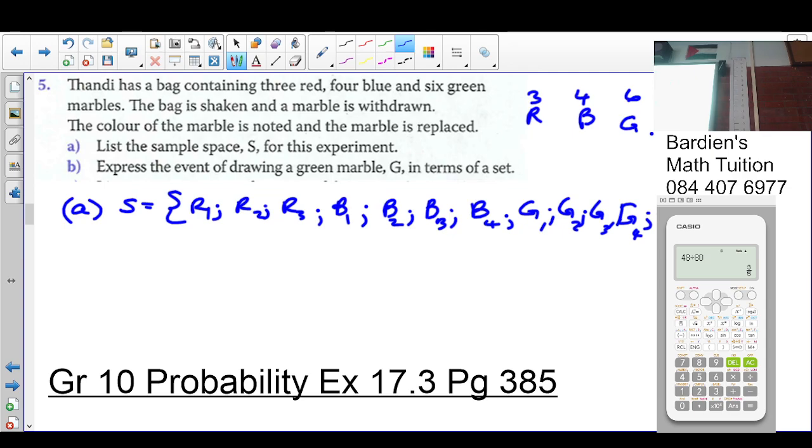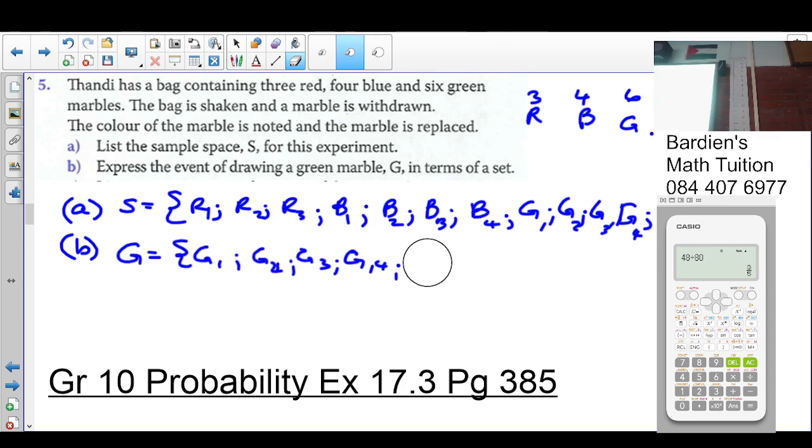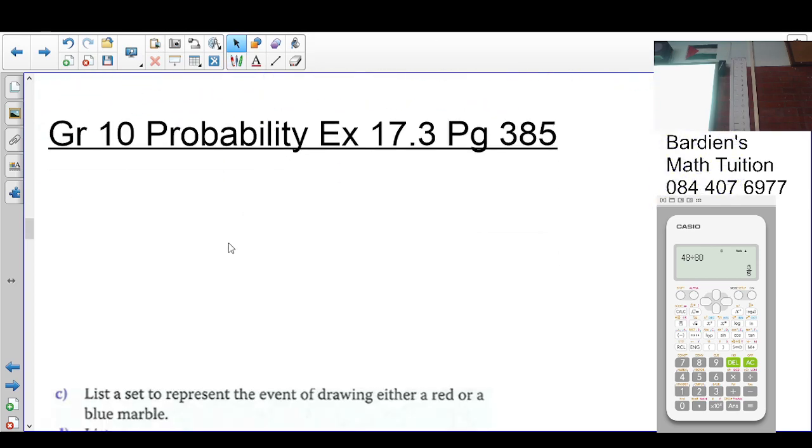Okay. Let's look at B. Express the event of drawing a green marble in terms of a set. So G would be G1, G2, G3, G4, G5, G6. I see you all can count to 6, well done. Okay. Go to the next question.